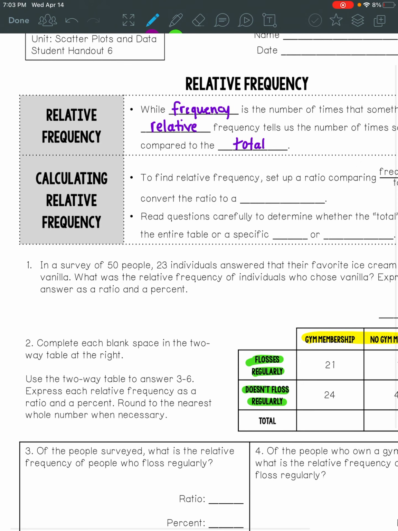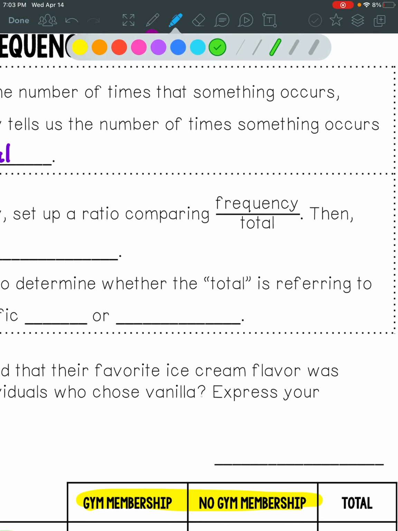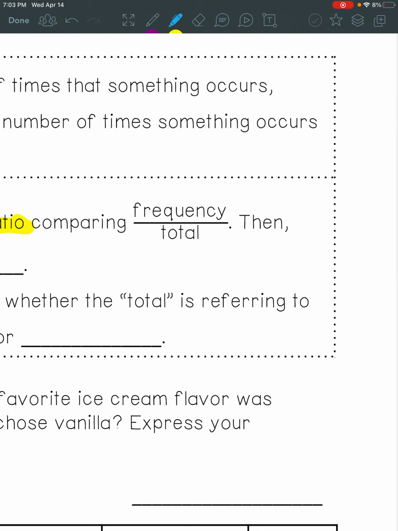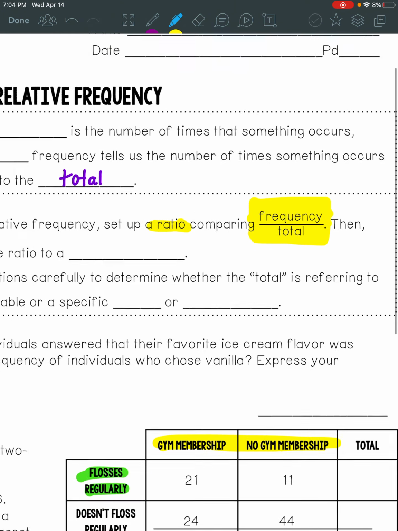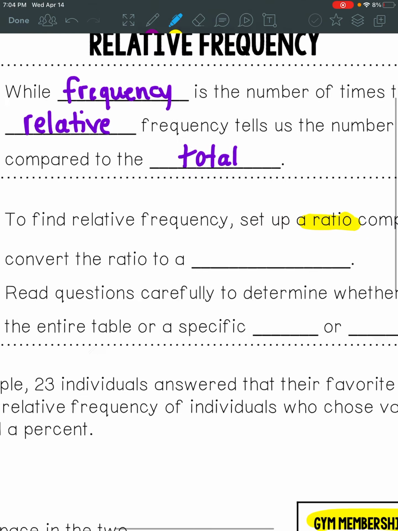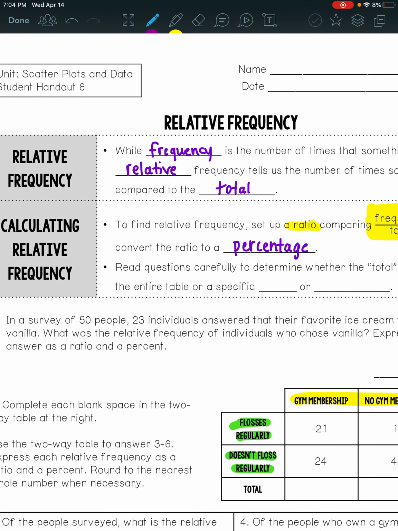To calculate relative frequency, you're going to set up a ratio. Remember, a ratio is the same thing as a fraction. So our ratio is the frequency, the number of times that whatever we're looking for happened, over the total number of times. Then you've just created a division problem in the fraction. So you're going to convert that ratio to a percentage. We can divide, then you will get a decimal, and then we have to change that decimal to a percent. And we'll talk about how to do that.